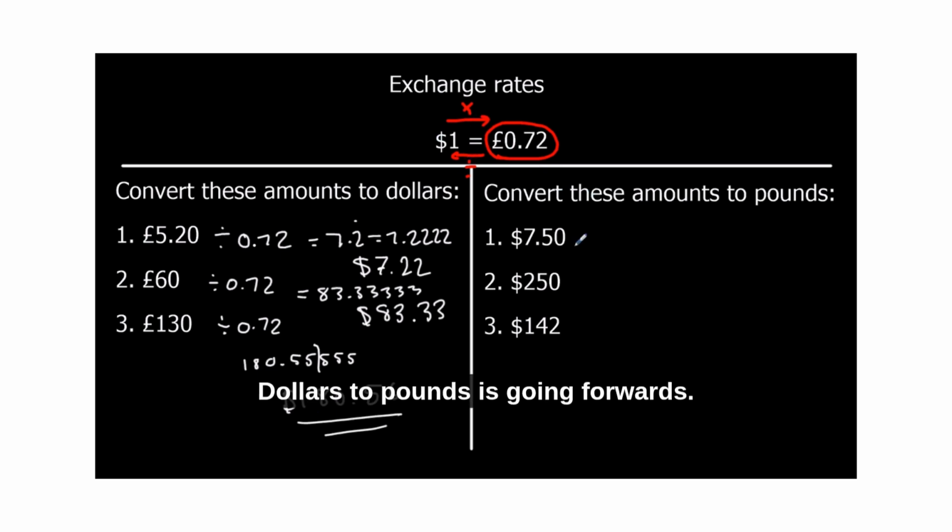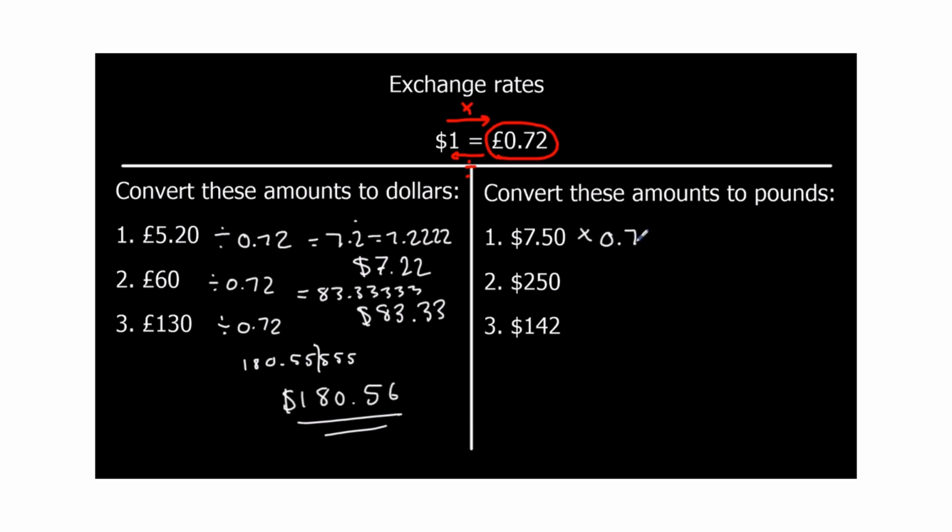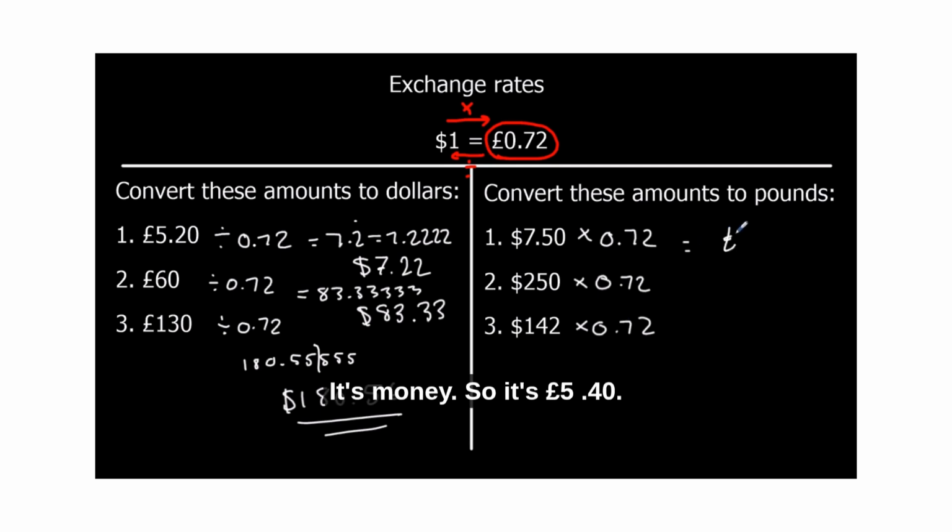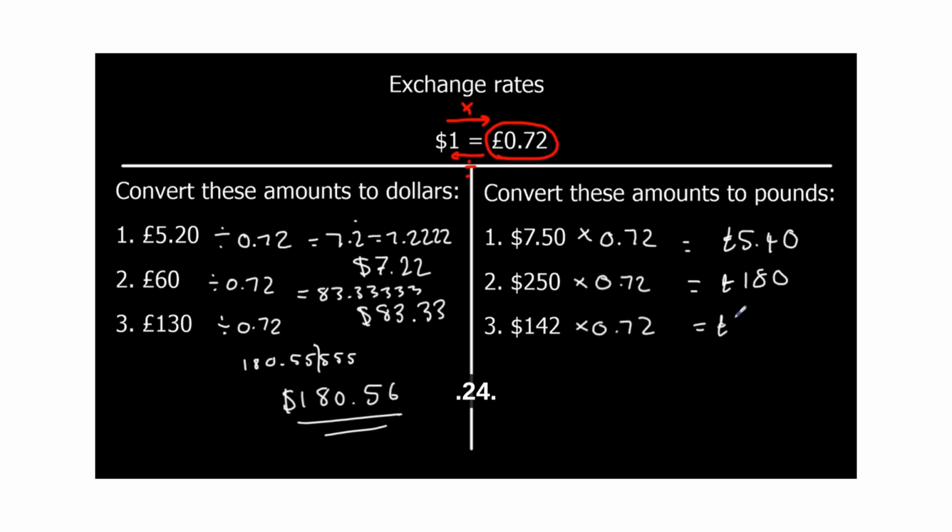These ones are dollars to pounds. Dollars to pounds is going forwards, so that's times by the exchange rate, times by 0.72 in this case. 7.50 times 0.72 has come up 5.4. It's money, so it's £5.40. 250 times 0.72 has come up 180. And 142 times 0.72 is £102.24.